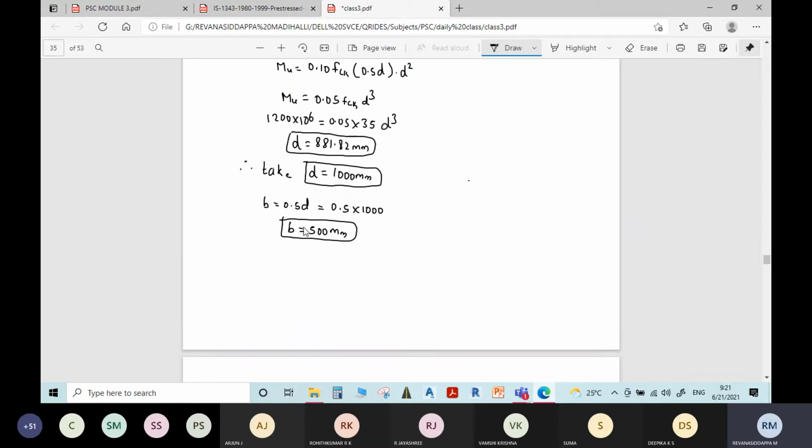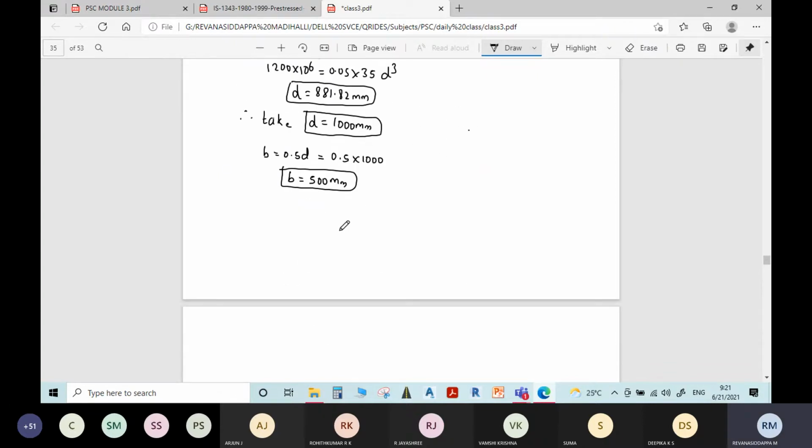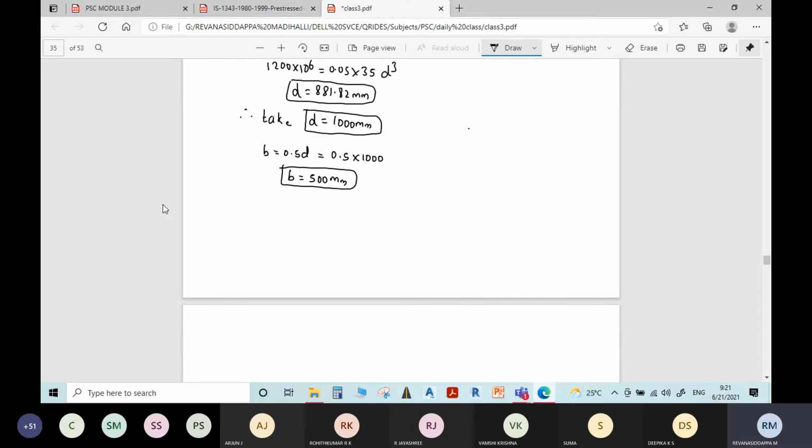If you get width of the flange, then you can find width of the web also. Width of the web, how much we have assumed? 0.25 times B. Okay, BW is equal to 0.25 times B. Therefore, 0.25 into 500 mm is the width. So, what is the final answer? BW is equal to 125 mm. 125 mm, correct.